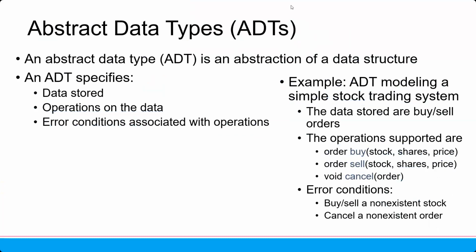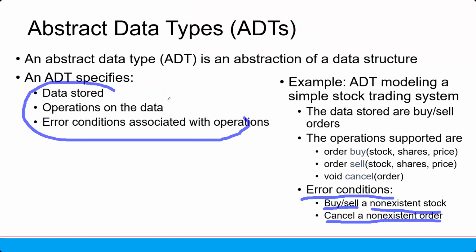And then we can specify what would be the error. So let's say if I want to buy or sell, but the stock does not exist, then we can have some error message. If I cancel, but the order does not exist, then we also can give an error message. So the ADT usually has those things.